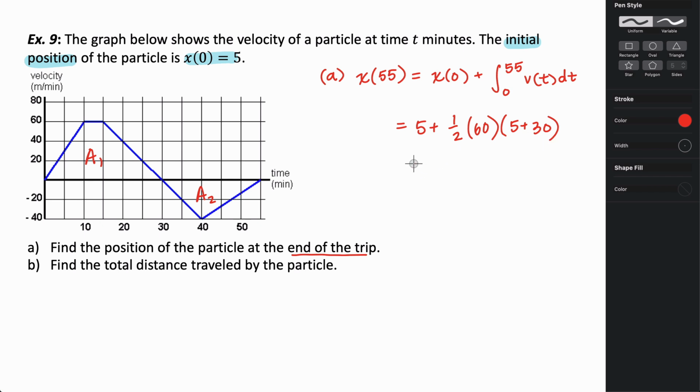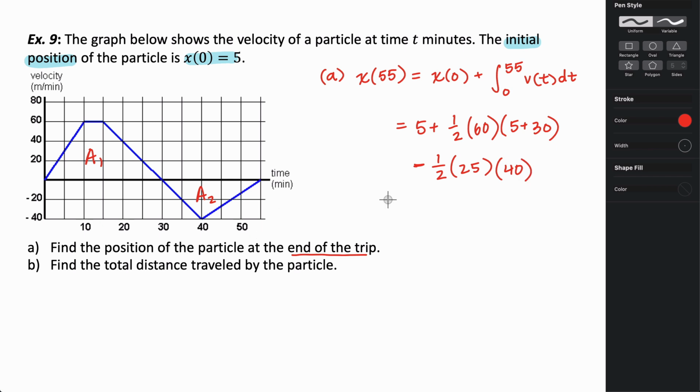And then I actually have to subtract this area because it's negative. And this is just a triangle, so it's 1/2 the base. So the base is 5, 10, 15, 20, 25, times the height, which is 20, 40.